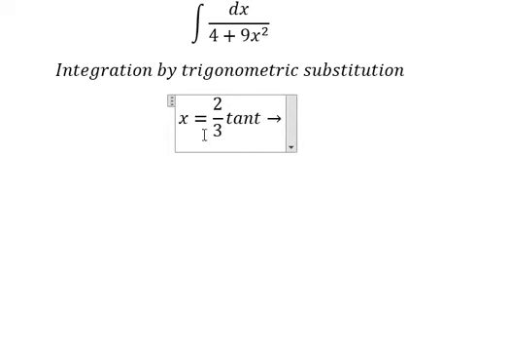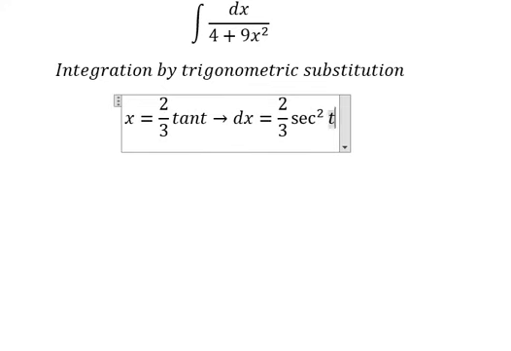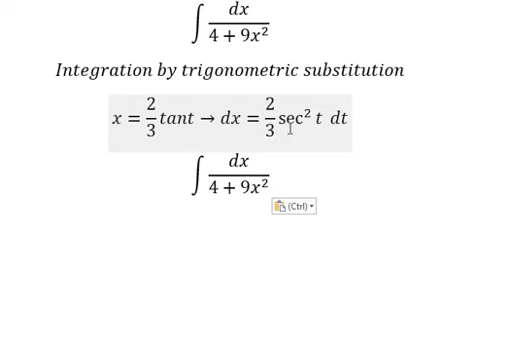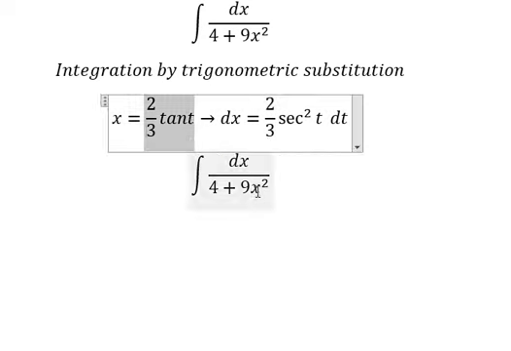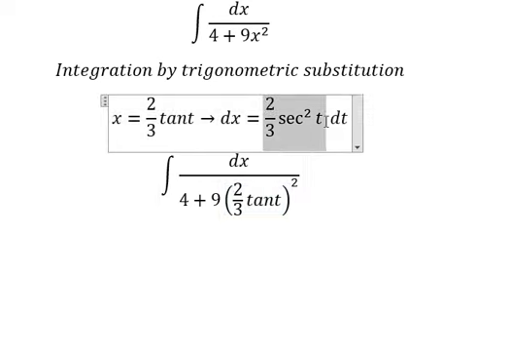Next, we need to first take the derivative of both sides, and we have 2 over 3 secant t squared dt. So I will put this one in here. ds we change by this one.